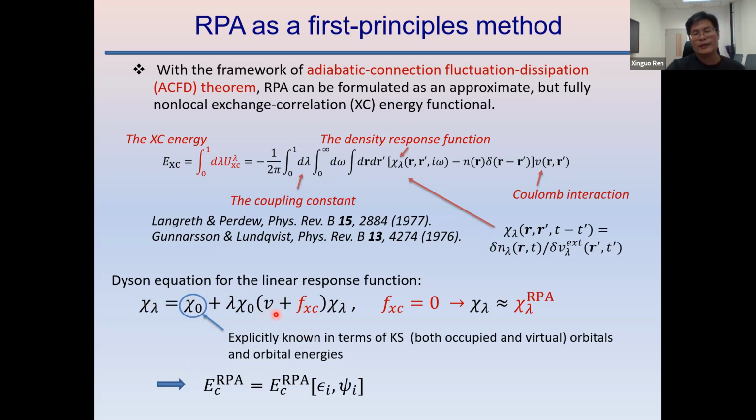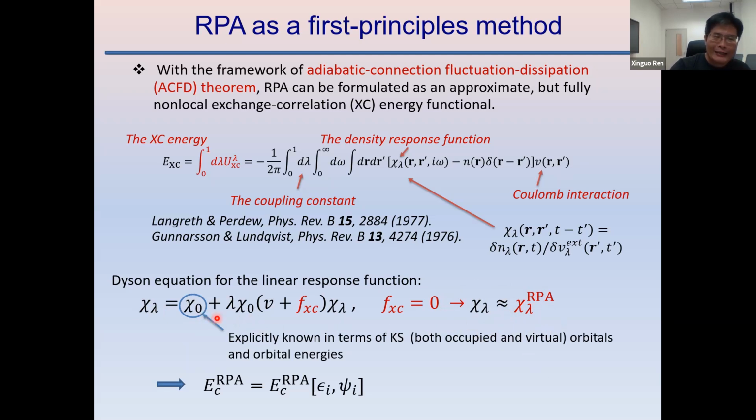This kernel has two parts. The first part is V, the bare Coulomb interaction. The second part is called f_xc. This is the exchange correlation kernel defined within TDDFT. It's the second derivative of the energy with respect to density. As the first approximation, one neglects this f_xc contribution by setting it to 0. And by doing so, one will have the RPA approximation for this response function.